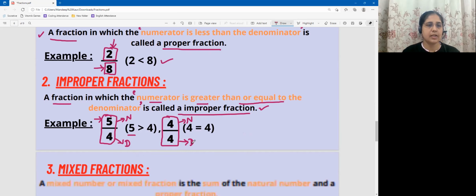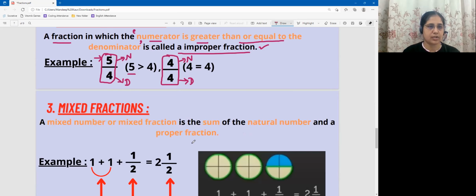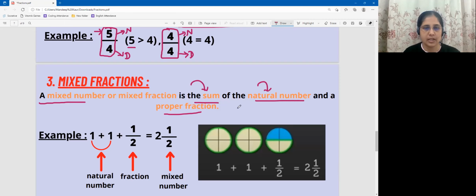Now let's move towards the mixed fractions. Now what are mixed fractions? A mixed fraction is nothing, it is a mixed number, which is the sum of a natural number and a proper fraction. I'll repeat, a mixed fraction is nothing, it's a mixed number or a mixed fraction, which is the sum of a natural number and a proper fraction.